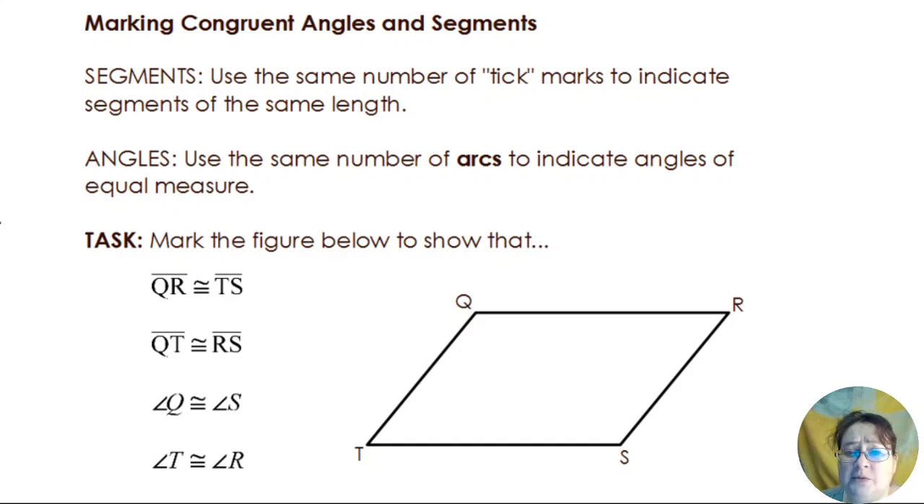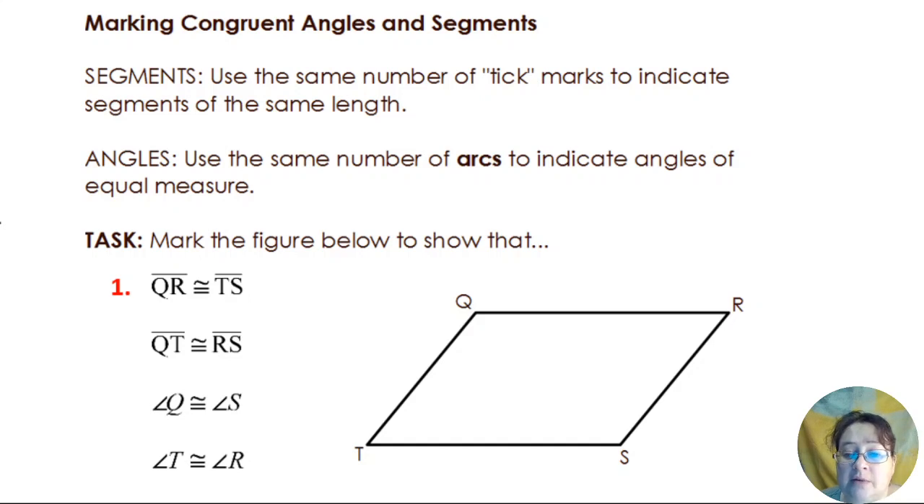Now, sometimes we have figures and we want to make marks on the figure to let us know that certain things are congruent. For segments, we use tick marks to indicate segments of the same length. For angles, we use arcs. So let's take a look at an example here. First, it tells us we need to mark that segment QR is congruent to segment TS.